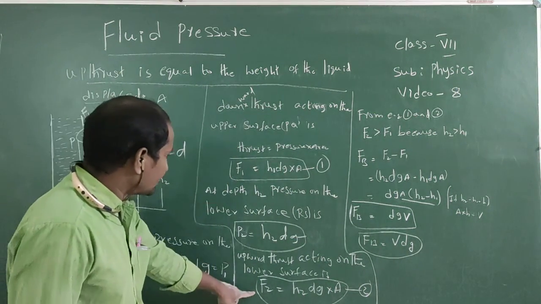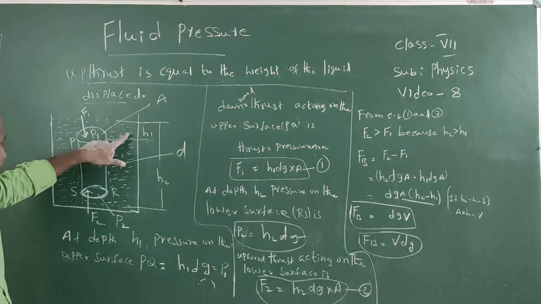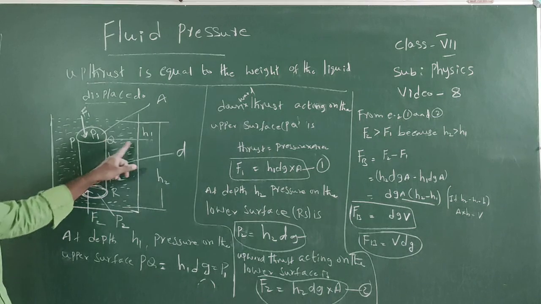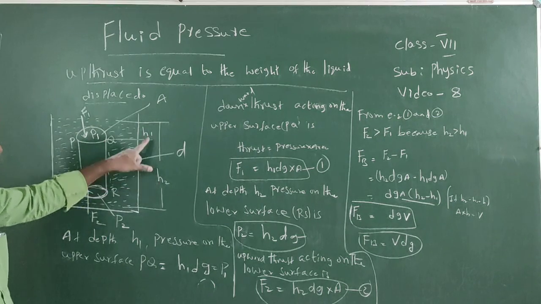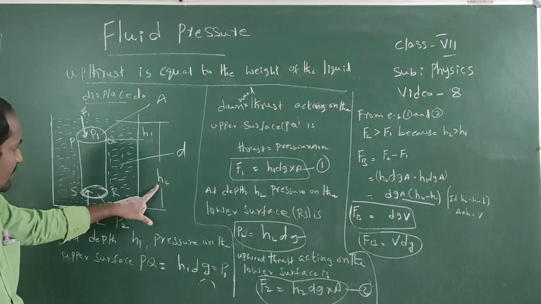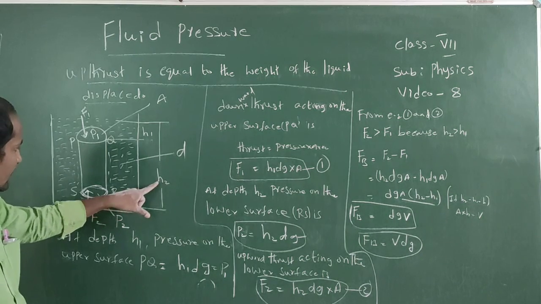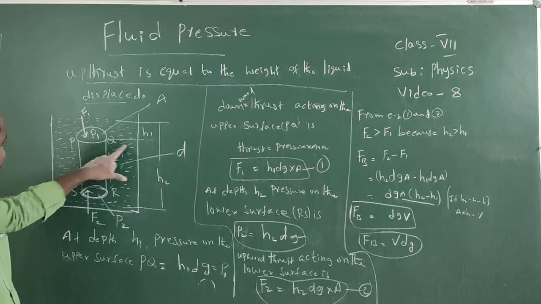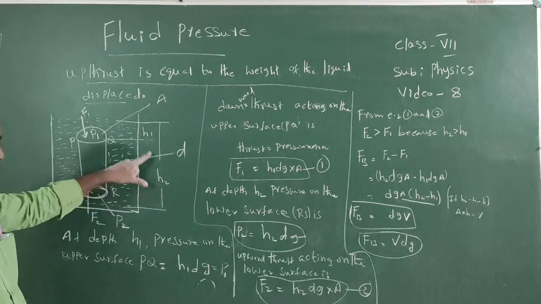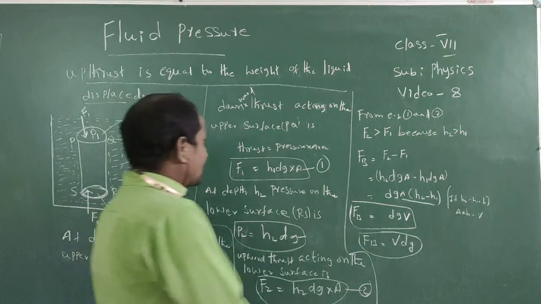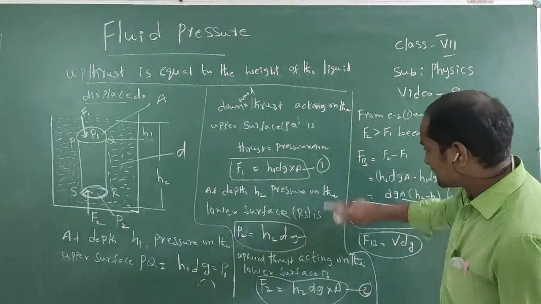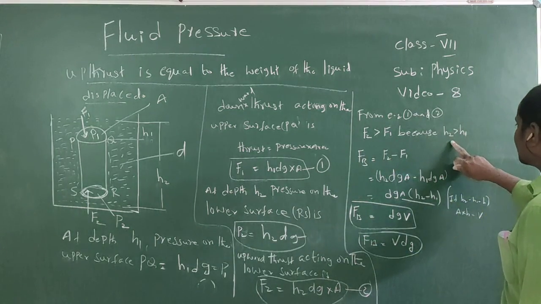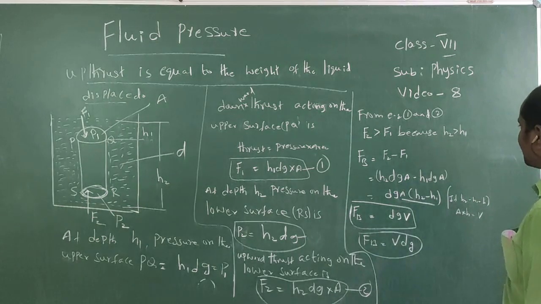From these two equations, at the lower surface the height is h2, and at the upper surface the height is h1. Here h2 is more compared to h1. The total height from the free surface to the upper surface PQ is h1, and h2 is more compared to h1. That's why F2 is greater than F1. From equations 1 and 2, we can say that F2 is more compared to F1 because the height h2 is more compared to h1.